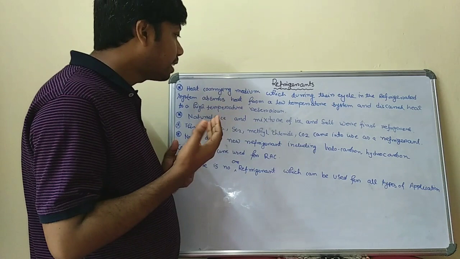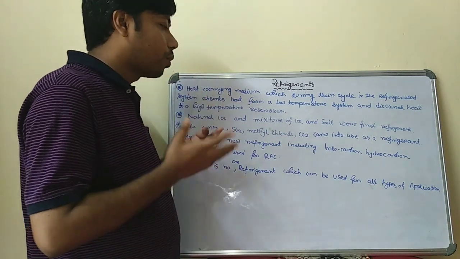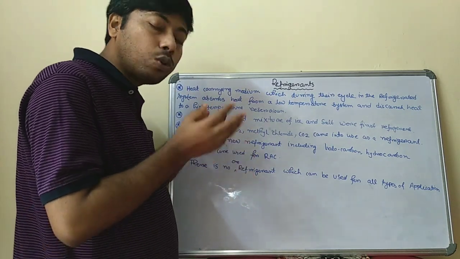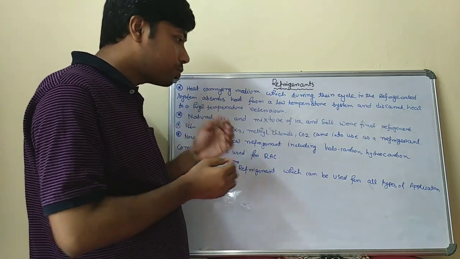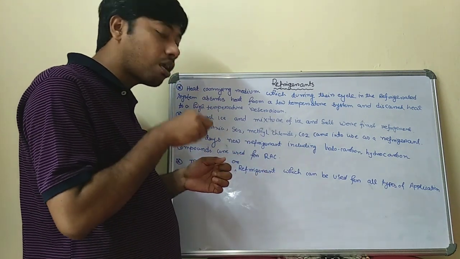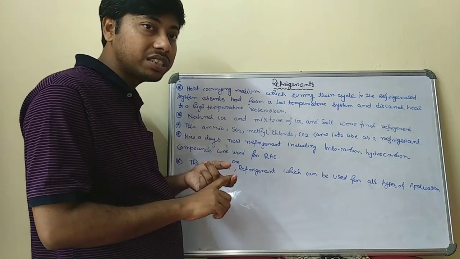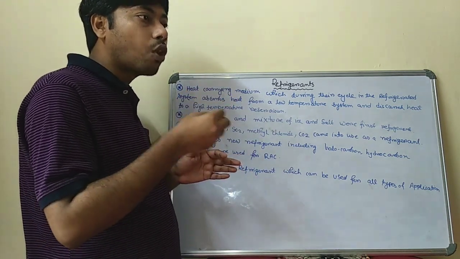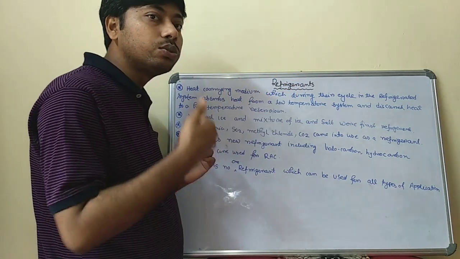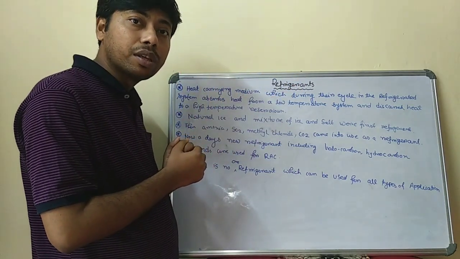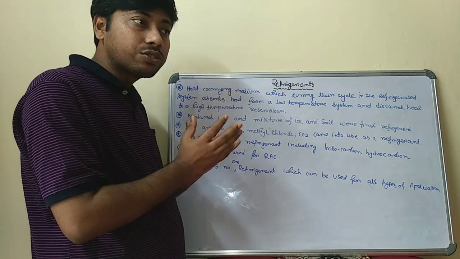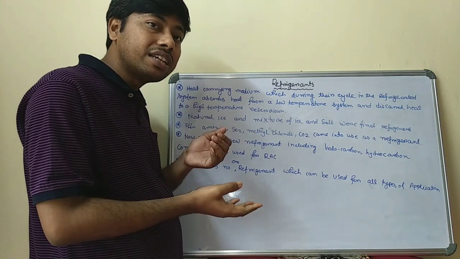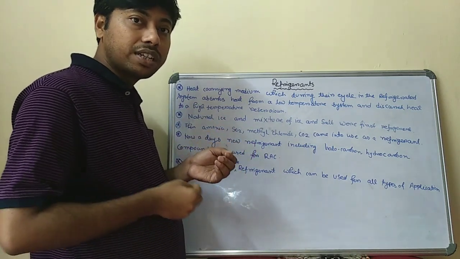How? When it goes through the evaporator, from the low temperature reservoir, it absorbs heat from the low temperature reservoir by means of the evaporator, and by means of the condenser it rejects heat to the high temperature reservoir. So that is actually the refrigerant. The main function is to act as a heat carrying medium which flows through the refrigerator system.